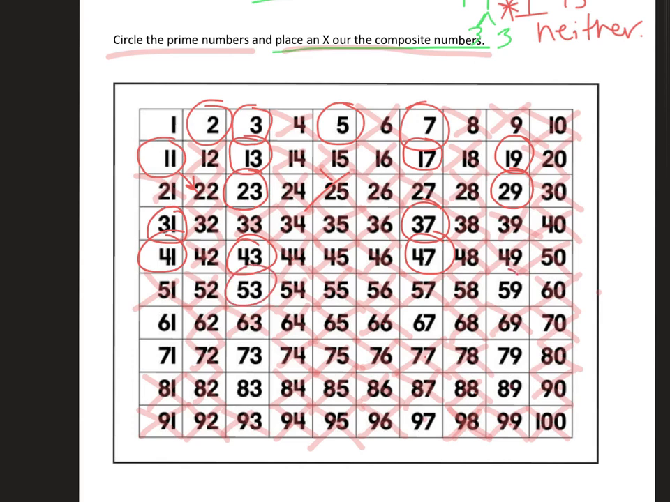53 and 59. 61 and 67. 71, 73, and 79. 83 and 89 are prime. And then the only number in the 90s that's prime is 97. So we now have circled all the prime numbers between 1 and 100. Again, we wouldn't circle 1. 1 is neither prime nor composite.